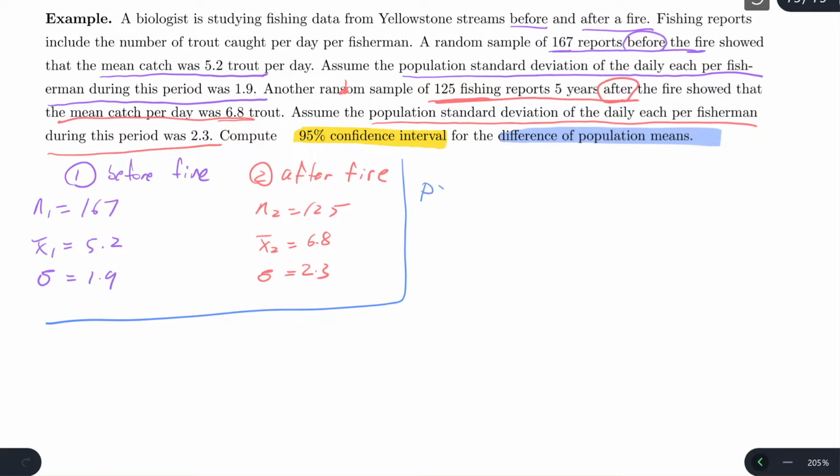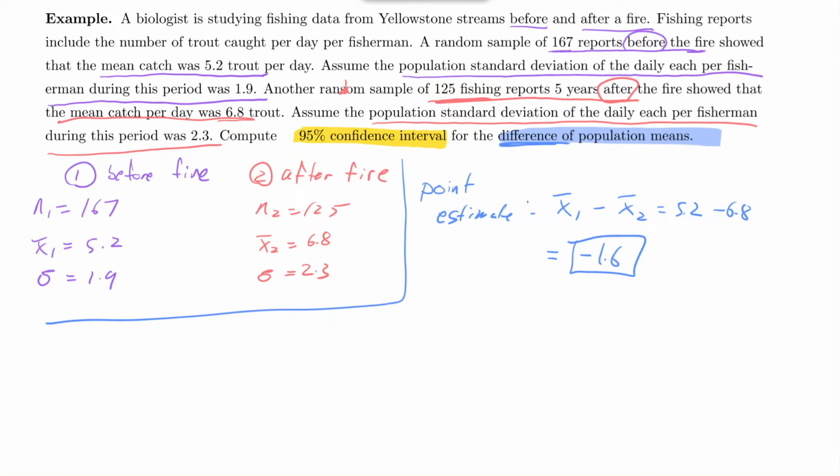Always find the point estimate first. Well, this is asking for the difference of population means, so the point estimate is the difference in sample means: sample mean 1 minus sample mean 2. In this case, 5.2 minus 6.8, which gives us negative 1.6. Negative just means that the second group had a larger value.